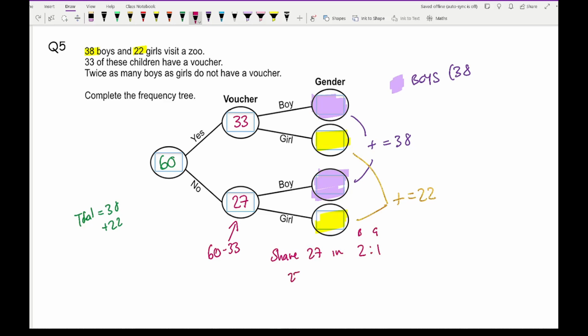So here I do 27 divided by 3, which equals 9. Then I do 2 times 9, which is 18, and 1 times 9, which is 9, meaning that these two numbers here are going to be 18 and 9. Now if I look at the totals, 18 plus what gives you 38? Well, that's going to be 20. And what plus 9 gives you 22? Well, that's going to be 13. And there I've completed my frequency tree.